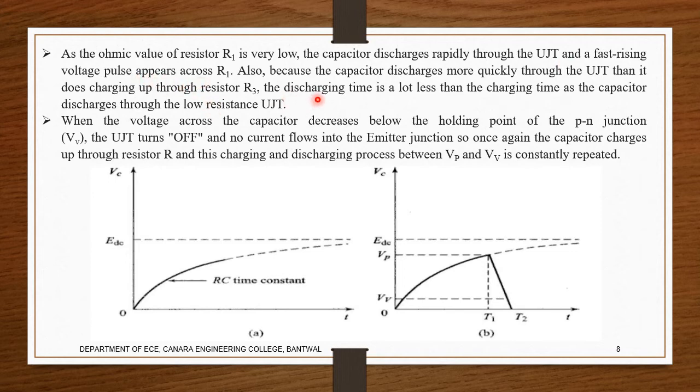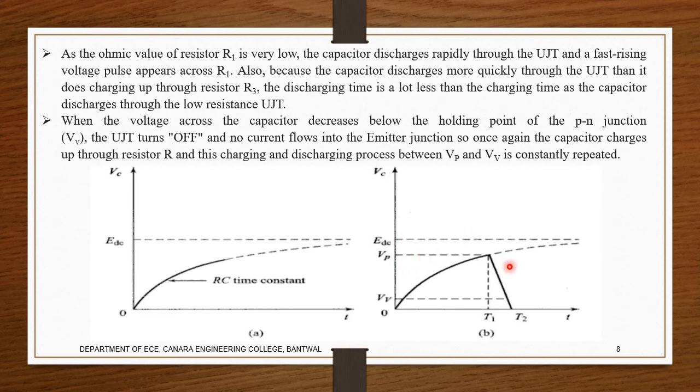Also, because the capacitor discharges more quickly through the UJT than it charges up through the resistor, the discharging time is a lot less than the charging time, as the capacitor discharges through the low resistance of the UJT. So what is happening here? The time required to charge is more, but the discharging time is very less. You can see here, up till T1 is the charging time, and from T1 to T2 is the discharging time. So what is the EDC that has been given here?